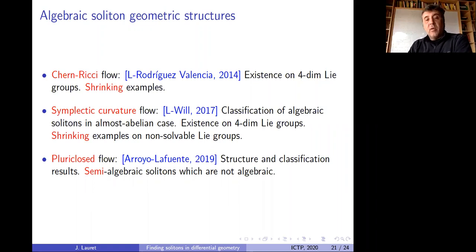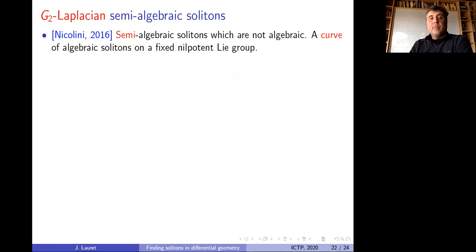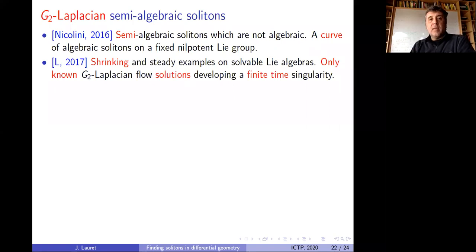In the pluriclose flow, for instance, Arroyo and La Fuente found semi-algebraic solitons which are not algebraic, so this is also different from the Riemannian case. And for the G2 Laplacian flow, Nicolini also found semi-algebraic solitons which are not algebraic, and also a continuous family of solitons on a given Lie group. So uniqueness doesn't hold anymore, at least in this case of Laplacian.